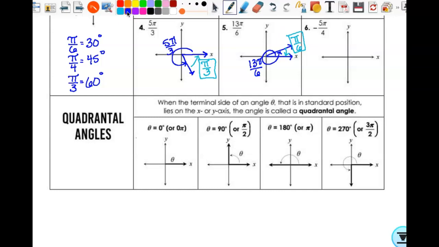All right. So then I have negative 5 pi fourths. So I'm here at 0. I'm going negative, so I have to go clockwise. So I go to 1, that's 4 pi fourths. Then I have to go forward one more to get to 5 pi fourths. That's 45, so we're right here. So this is negative 5 pi fourths, which means your reference angle is what? Pi fourths.